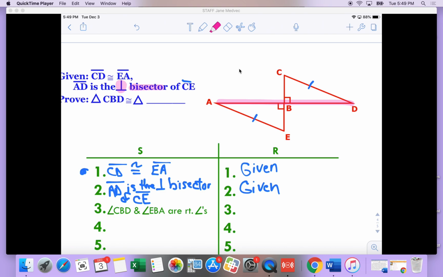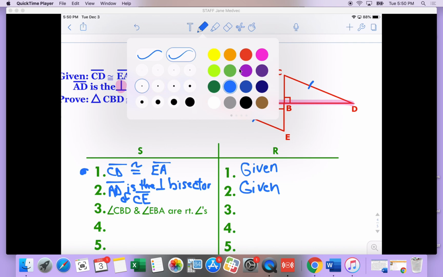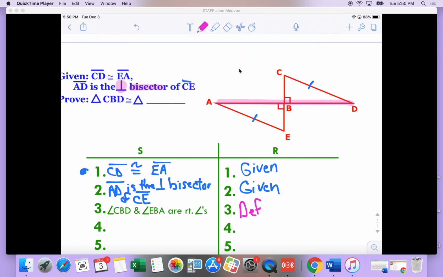Angle CBD and angle EBA are right angles. Okay, and I know that because of the definition of perpendicular lines. So they give you perpendicular lines. They give you this perpendicular. We need to use it. Okay, so now it establishes that we have right angles. Now what I can do is I can do a couple of different things. So you've got a little bit of a choice here.